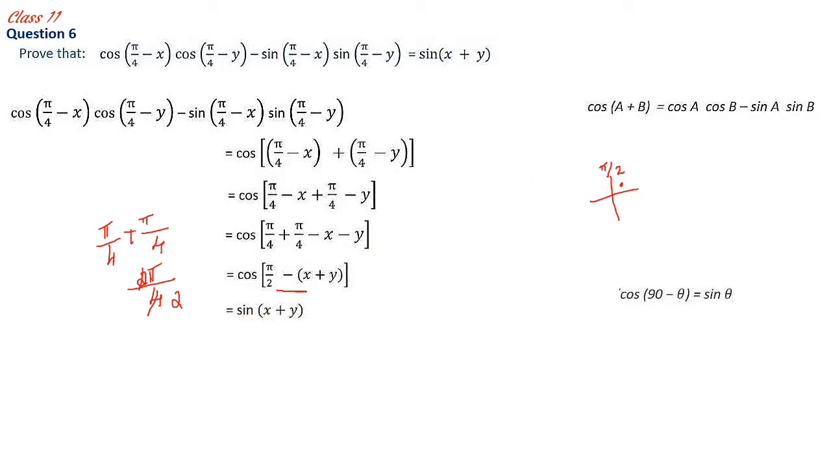This is the way we have to derive, or else directly we can write cos of 90 minus theta is sin theta. Hence the proof. That is what we need, the answer, sin of x plus y. Move on to question number 7.